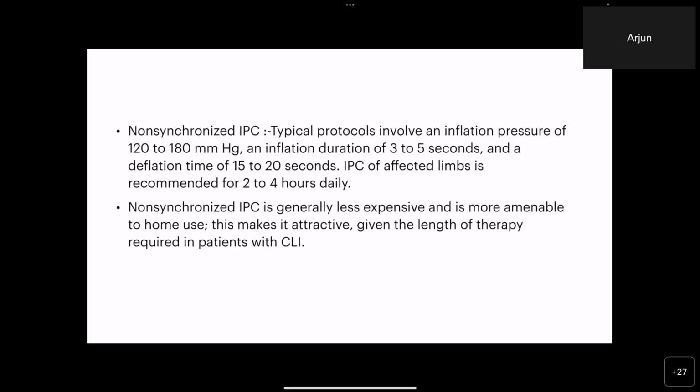Non-synchronized IPC typical protocols involve an inflation pressure of 120 to 180 mmHg, an inflation duration of 3 to 5 seconds, and a deflation time of 15 to 20 seconds. IPC of the affected limbs is recommended for 2 to 4 hours daily. Non-synchronized IPC is generally less expensive and more amenable to home use. This makes it attractive given the length of therapy required in patients with CLI.